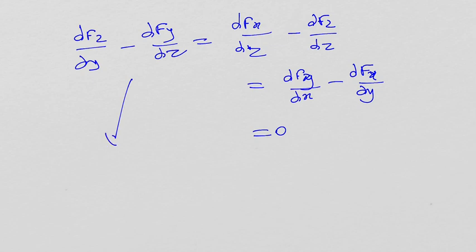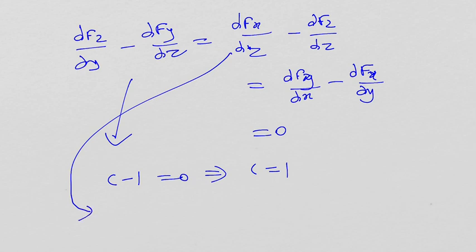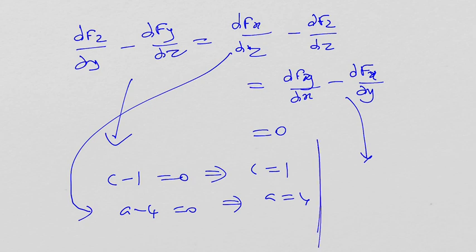So from this you will say c minus 1 is equal to 0, which implies c is equal to 1. From the second condition, a minus 4 is equal to 0, which implies a is equal to 4. And from the third condition, I can declare b minus 2 is equal to 0, which implies b is equal to 2. All the constants have been evaluated. So like this, you can determine the curl of any vector field.